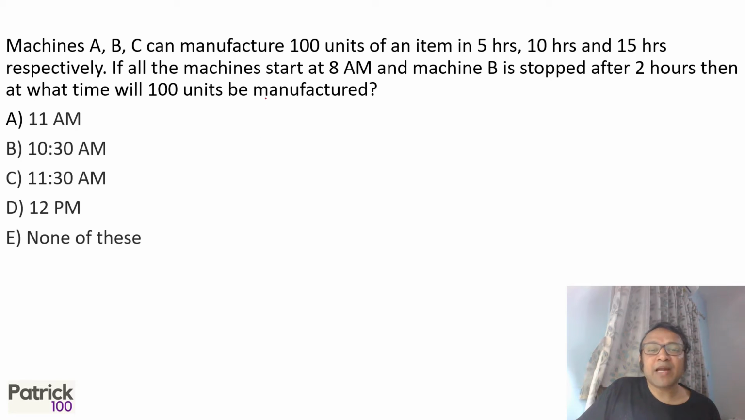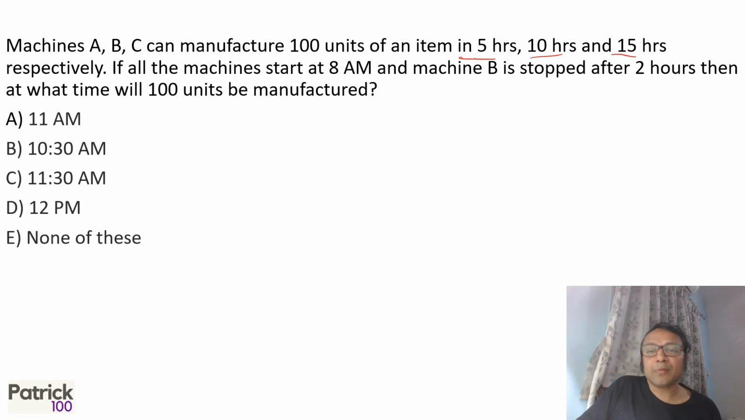Machines A, B, and C manufacture 100 units in 5 hours, 10 hours, and 15 hours. So this is a work type of sum. There are many ways of solving it. So one way of solving is percentage. Another is by LCM method. So be comfortable with whatever method you can solve. So that's how it should go.